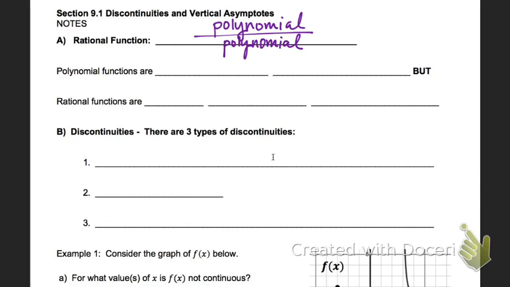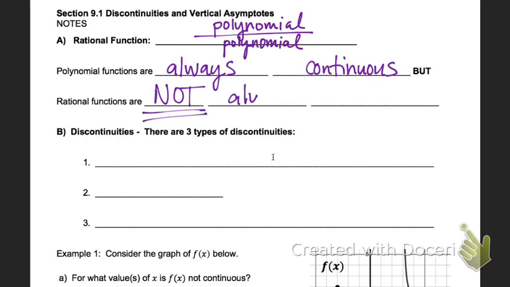Polynomial functions are always continuous, meaning they start and they never stop. Like they go from left to right, negative infinity to positive infinity. They never stop. But a rational function is not, I'm going to underline that, not always continuous.